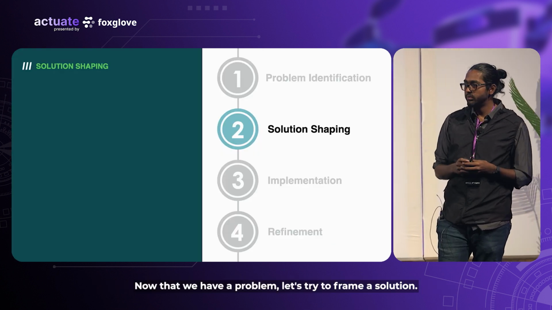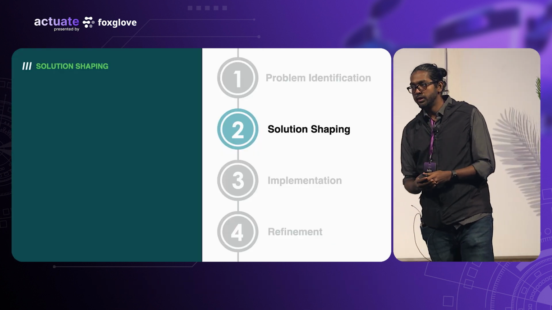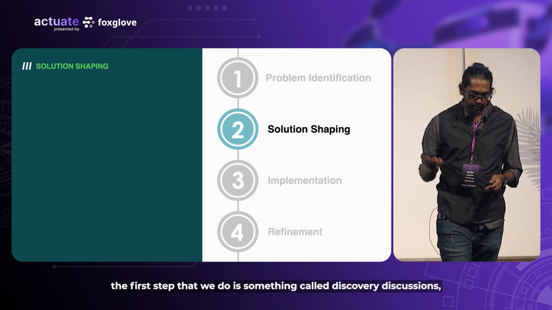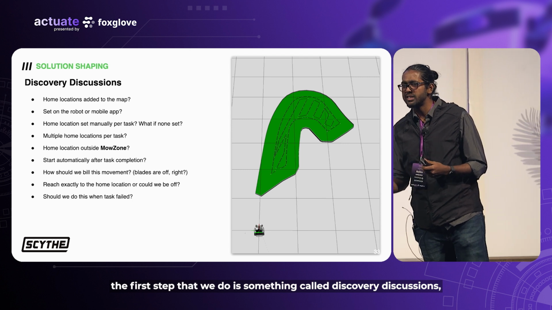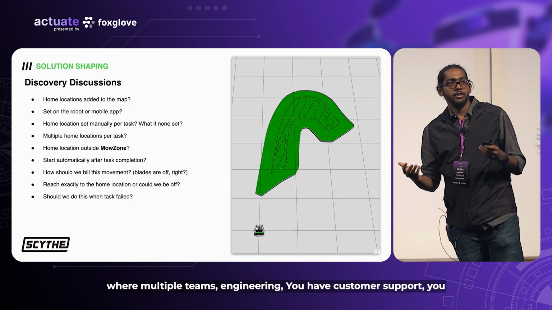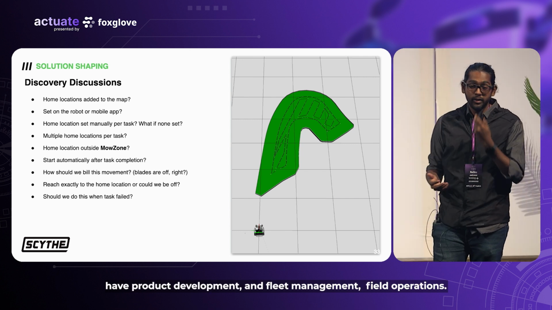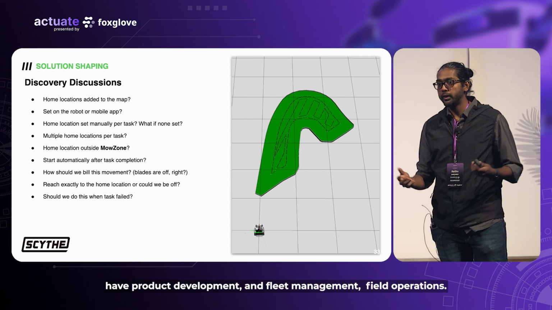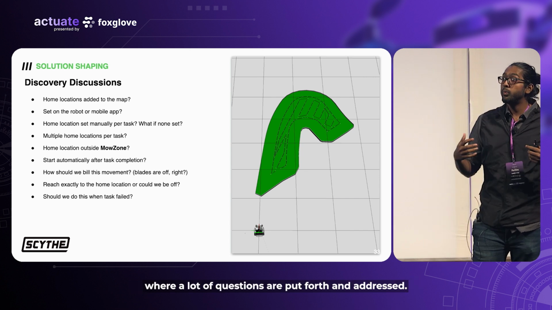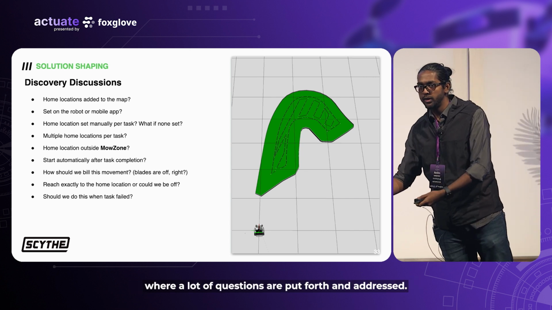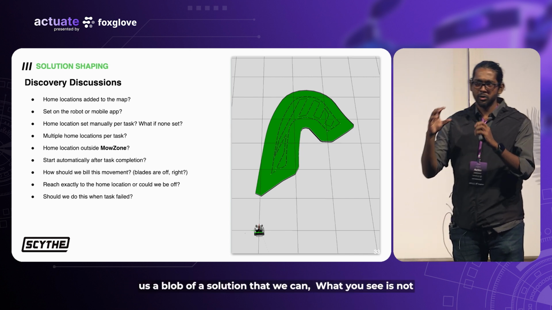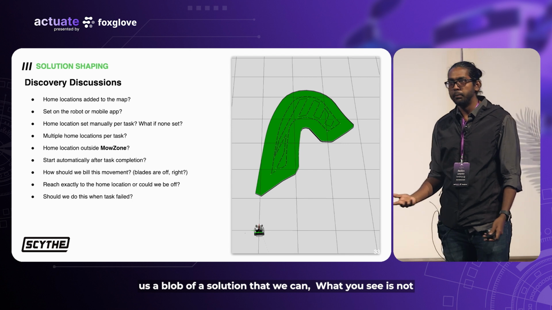Now that we have a problem, let's try to frame a solution. In Scythe, whenever we get problems or feature requests like this, the first step that we do is something called discovery discussions, where multiple teams, engineering, customer support, product development, and fleet management, field operations, get into a bunch of brainstorming sessions where a lot of questions are put forth and addressed, in the hope that answering these questions gives us a blob of a solution that we can implement.